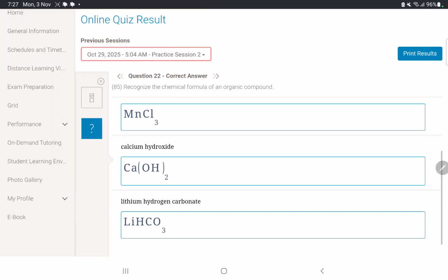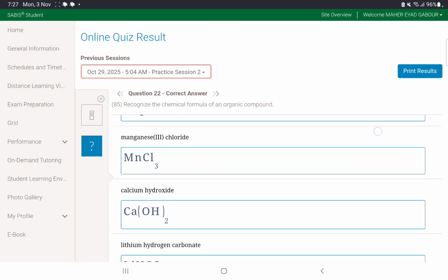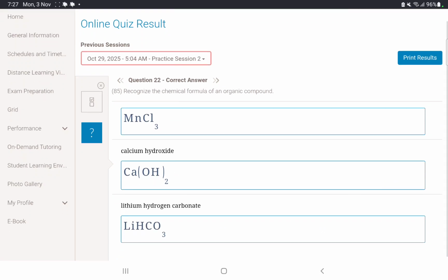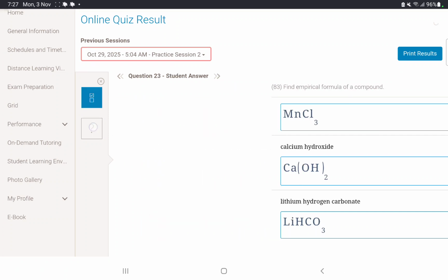Okay, here is pretty straightforward. You have to memorize it. Oxygen difluoride is OF2, manganese 3 chloride means MnCl3, calcium hydroxide is CaOH2, lithium hydrogen carbonate. You literally do it.